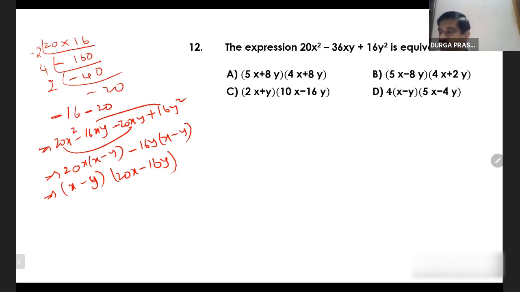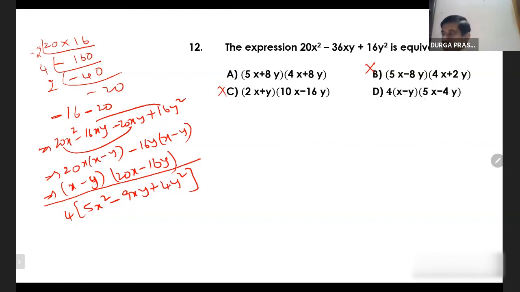See, you take 4 common, you'll be getting it as second method. That is first method. The second method is 5x square minus 9xy plus 4y square. So clearly, we should have 4 common. And then, see, here we are not getting 4 common, so this you eliminate. Here you are not getting 4 common, you eliminate. So now either of these two should be options. So let us check which option satisfies more.